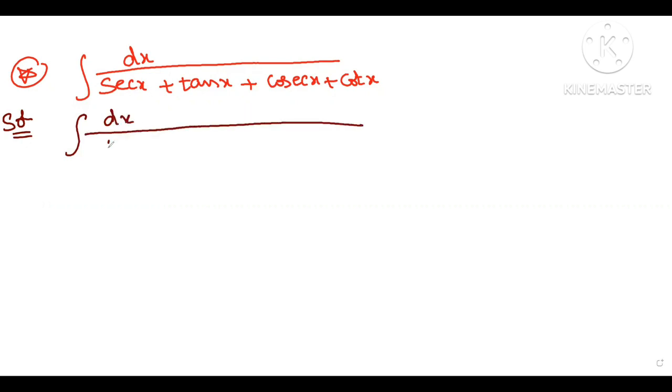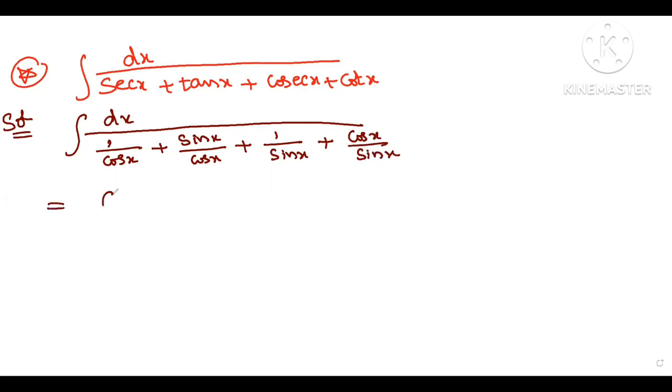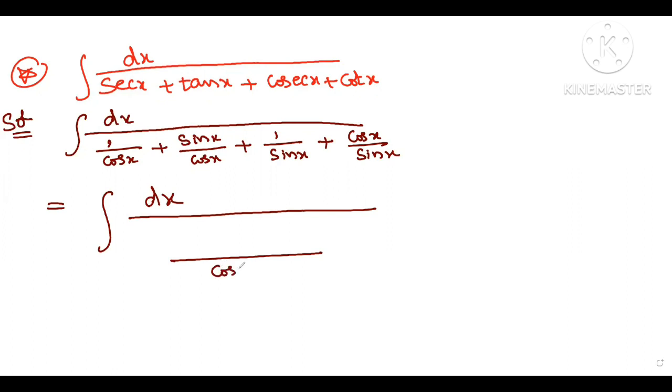we know that secant x formula is 1 by cos x, tan x is sin x by cos x. Cosecant x formula is 1 by sin x, and cot x is cos x by sin x. Here, what is the LCM? Integral dx by, so the LCM is cos x into sin x.